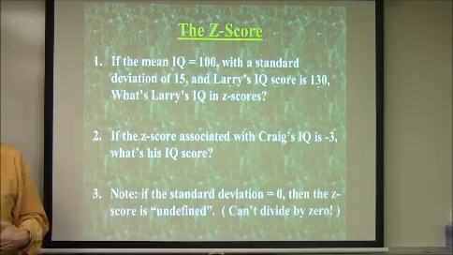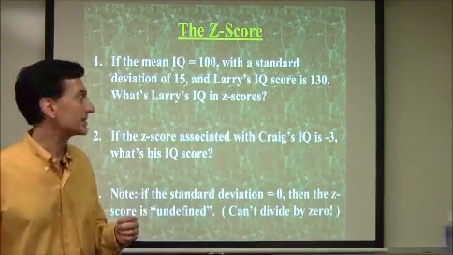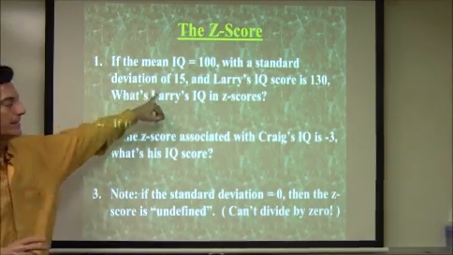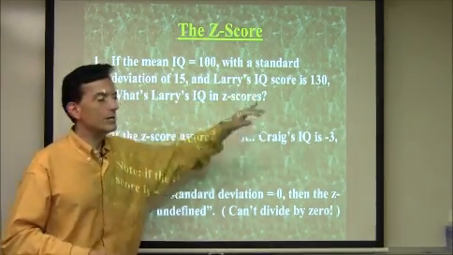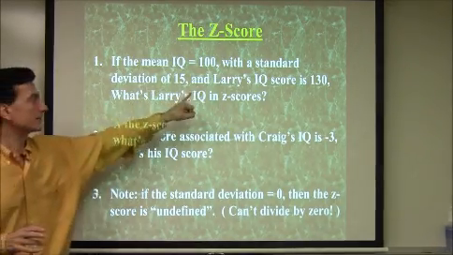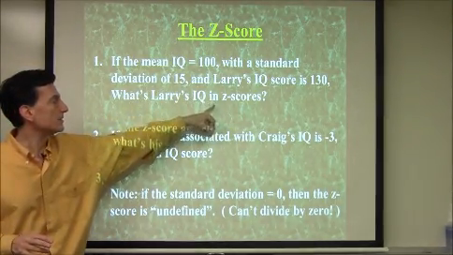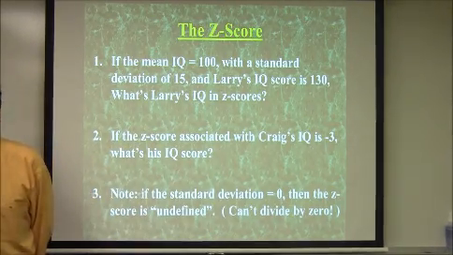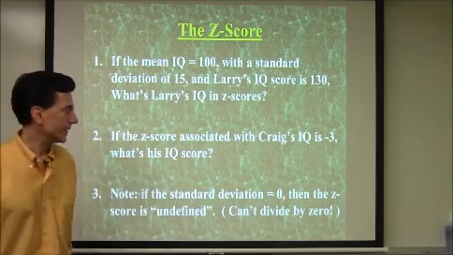Okay? Let's do a couple of examples just to make sure you're on board with this. If the mean IQ is 100 with a standard deviation of 15, and if I've got a friend named Larry who has an IQ of 130, the question is, how do we express Larry's IQ in terms of z-scores? We'll let you think about that for a moment. Okay, why don't we go on?